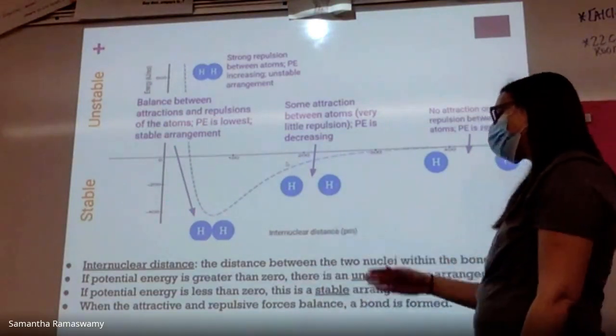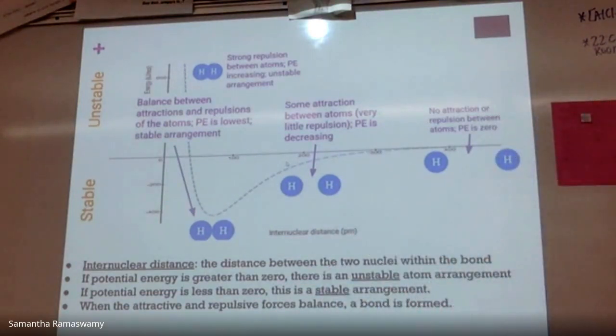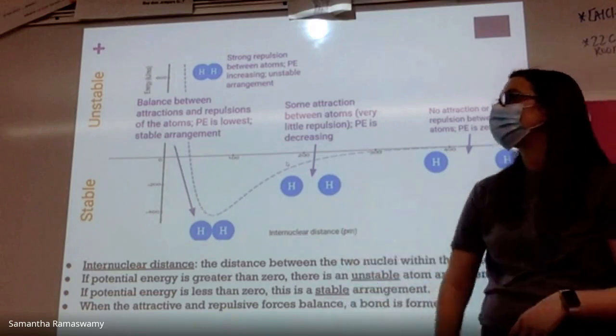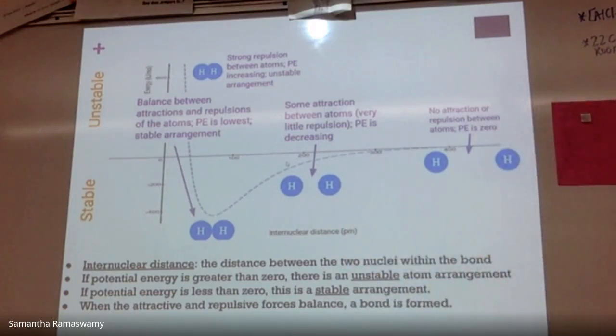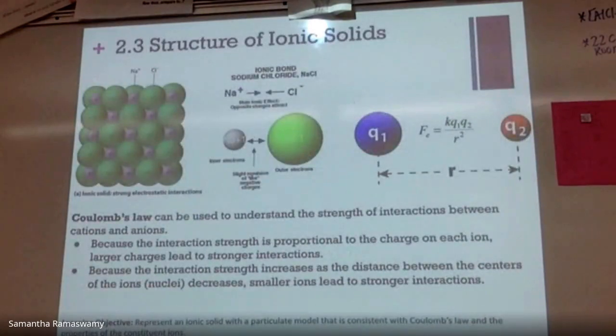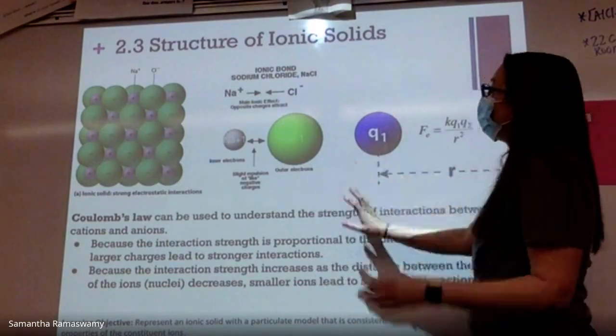And then internuclear distance is a word that you might see. That is the distance between the 2 nuclei. It's the bond length. So if you see internuclear distance, just know that that's also looking at bond length. Again, that is in chapter 8. So if you want to go back and look at topic 2.2, look at chapter 8 notes. Then we move on to 2.3.